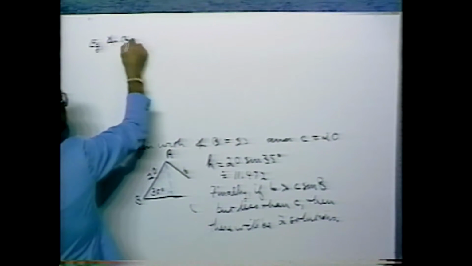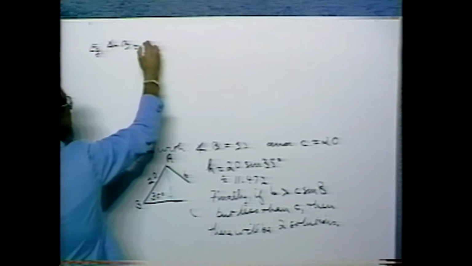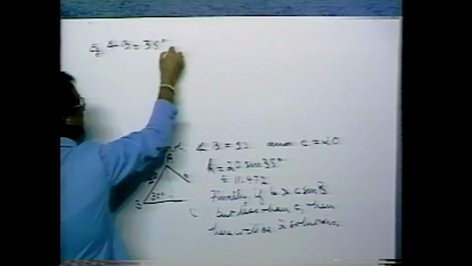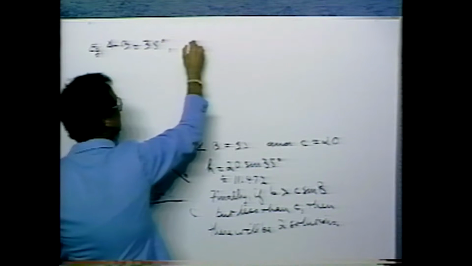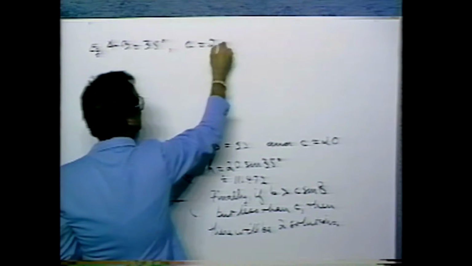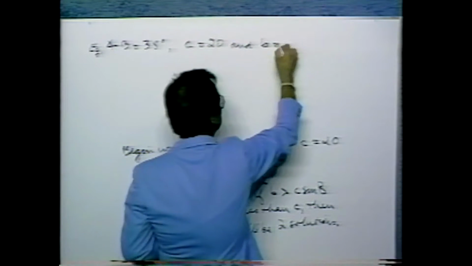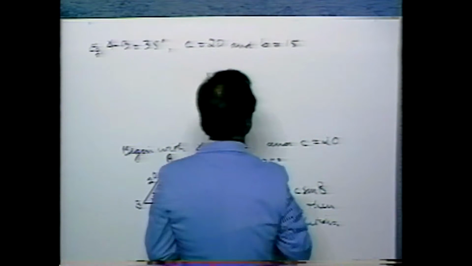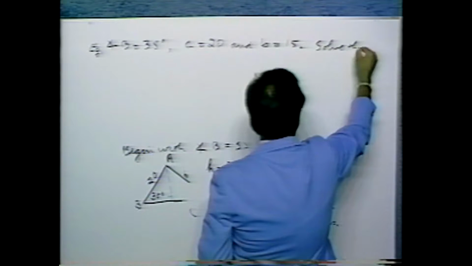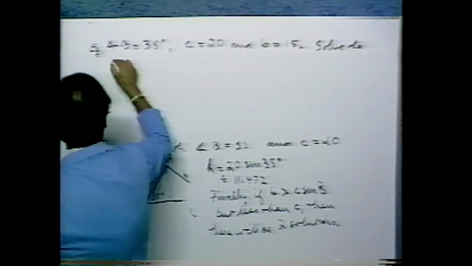Angle B is equal to 35 degrees. C is equal to 20, and B is equal to 15 units. Solve the triangle.